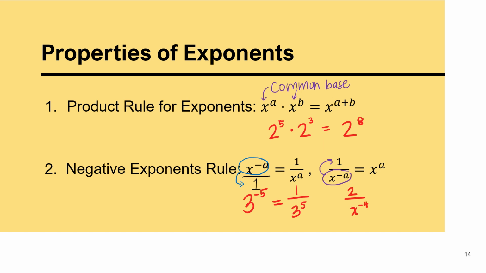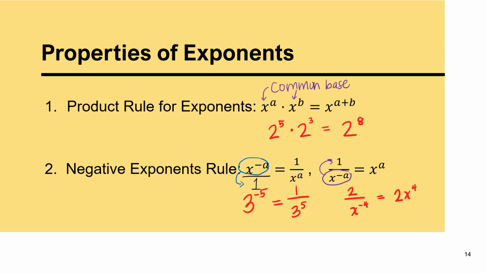2 over x to the negative 4th. Right, we can move that piece that has the negative exponent to the other side of the fraction bar, and that becomes 2 times x to the 4th. Now I do want to show you one extra example. I just thought of this.